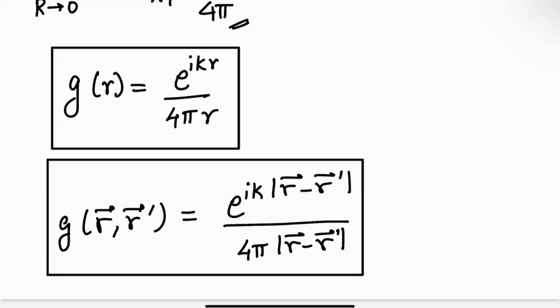Okay, and this is the scalar Green's function for free space or a homogeneous medium. You can just change mu and epsilon when you have a point source at r prime and your observation point is at r.